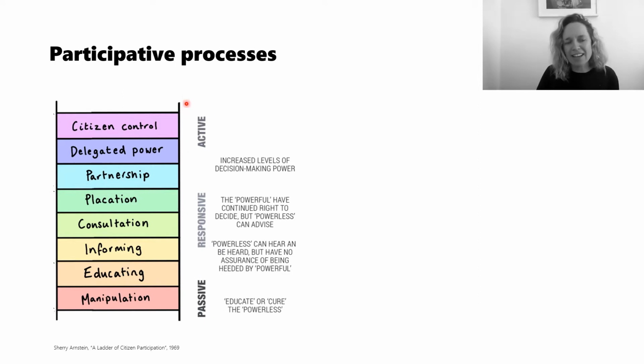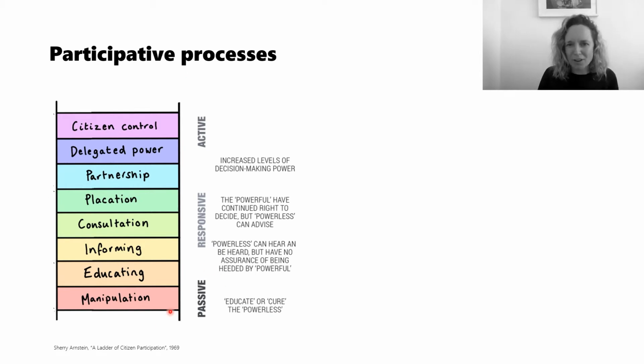What this ladder does is outline various degrees of citizen or community participation, from low and passive at the bottom to high, active leadership at the top. And so really what we're promoting as designers in this course is that we're trying to facilitate and enable citizen-controlled or community-controlled project processes in the built environment.